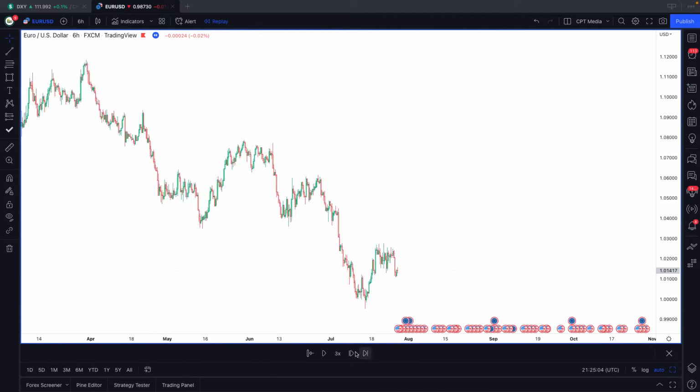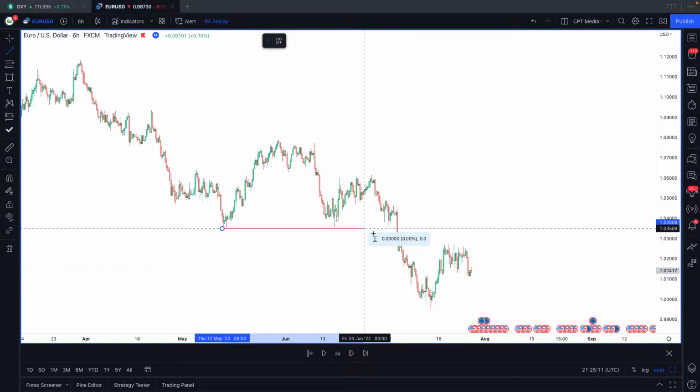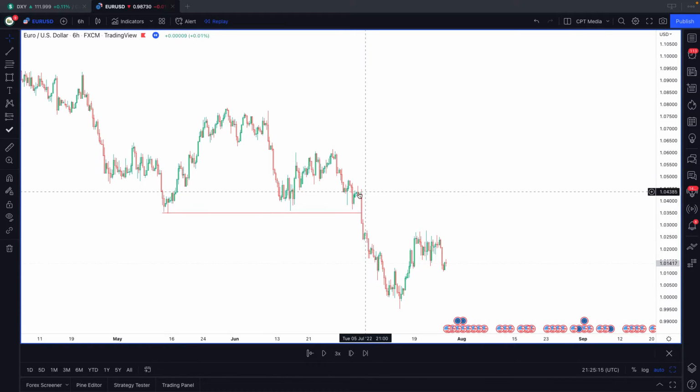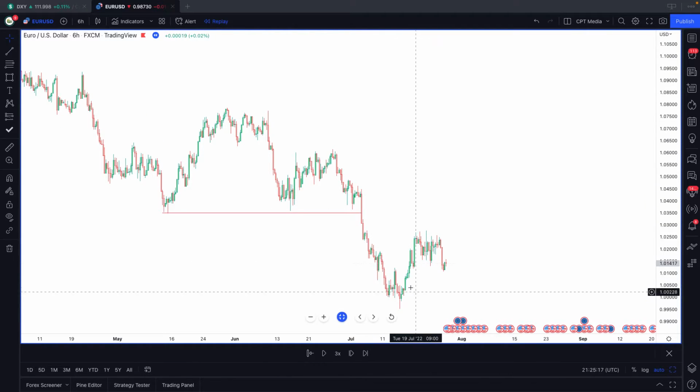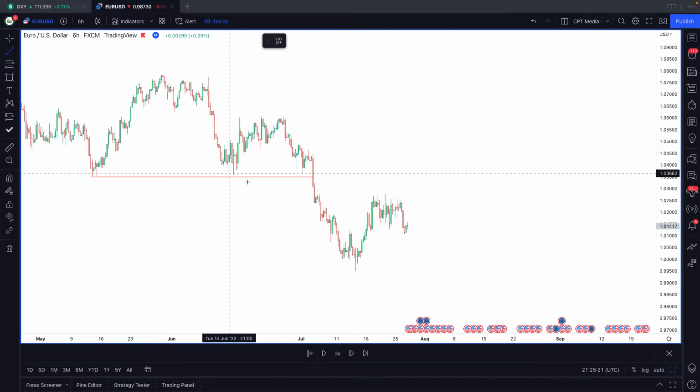Okay, so let's zoom in a bit. Now from this zone, what do we see? We see a clear structure break, right? We see price has strong volume from this zone that caused this structure break to come back down to this low. Okay, so let's say this is the low.